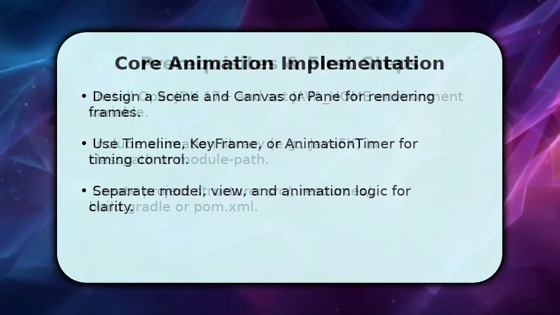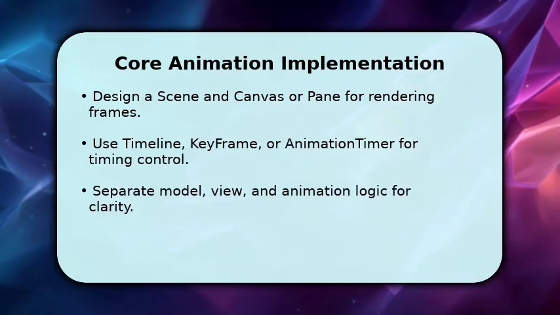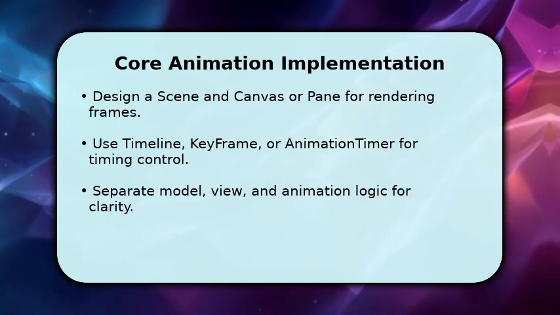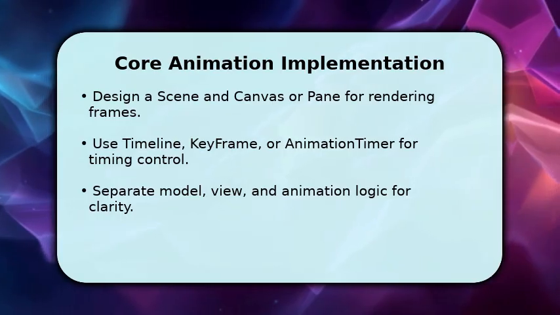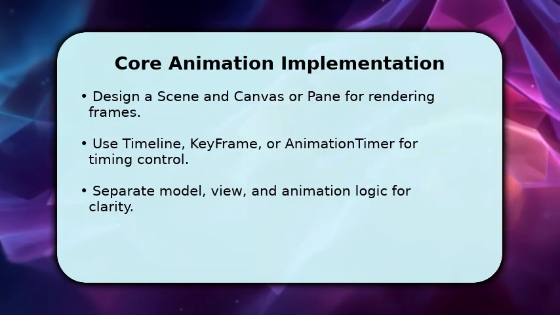You implement the core by constructing a scene with a pane or canvas that draws each frame. Use AnimationTimer for per-frame updates or Timeline with KeyFrame for discrete steps. This controls timing precisely. Then update model states separately from rendering so you can test logic without visuals.